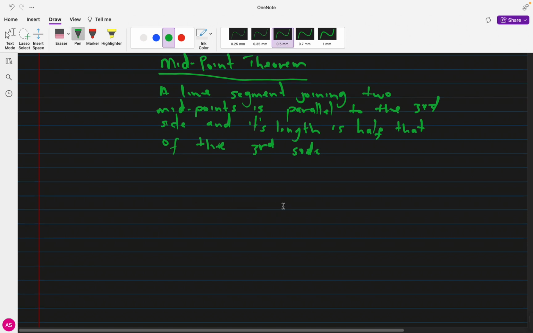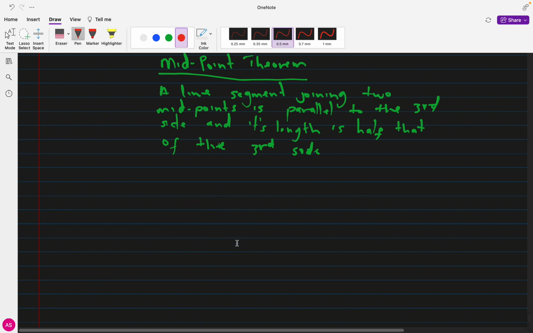Let me just try to get rid of that. Okay, right. So the converse midpoint theorem says that we have a triangle still, right? That is so horrible. That is so bad. Let me fix it. Let me fix it.